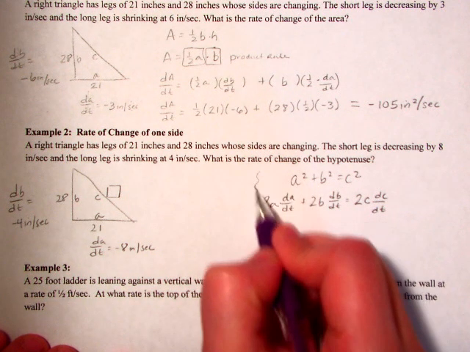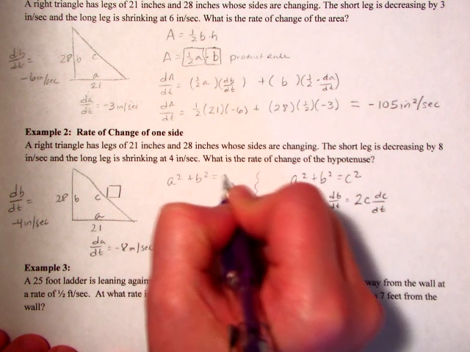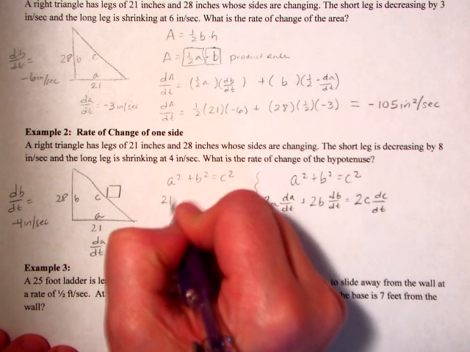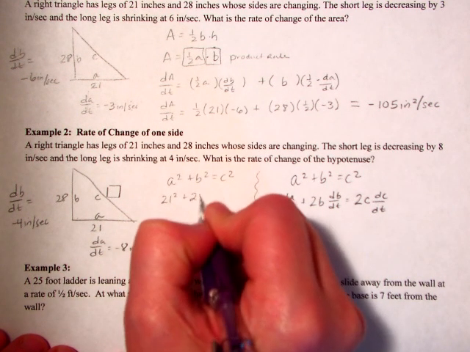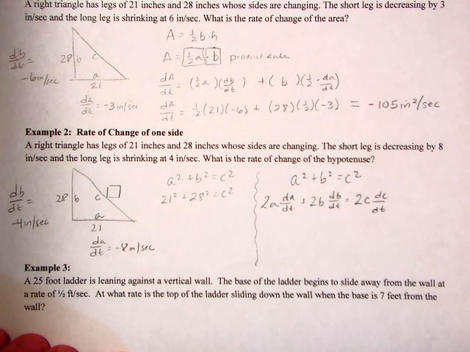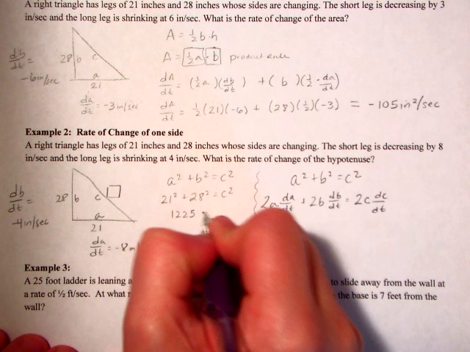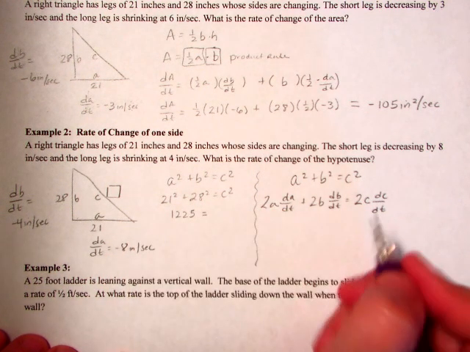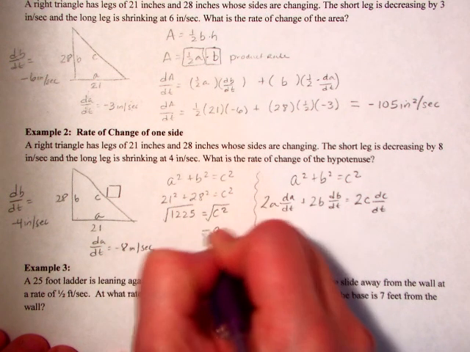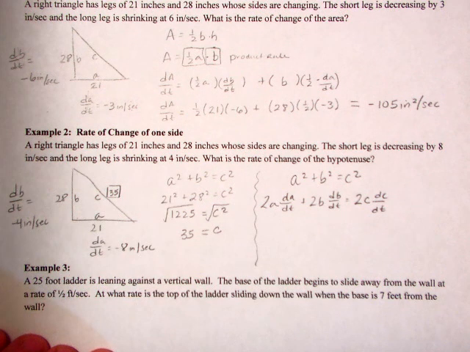Well, I can get that by using the Pythagorean theorem. A squared plus b squared equals c squared. My a is 21, my b is 28, and my c squared I don't know, so I can solve for c squared and then back solve for c. Quick calculation tells me 1225 is equal to c squared. Square root of both sides, c is equal to 35. So this is actually going to be the hypotenuse length of 35.